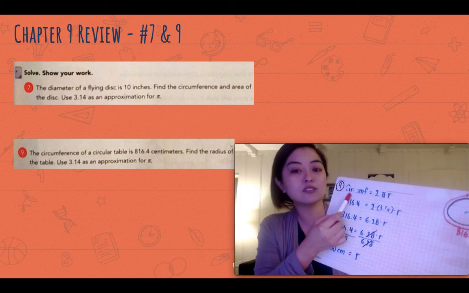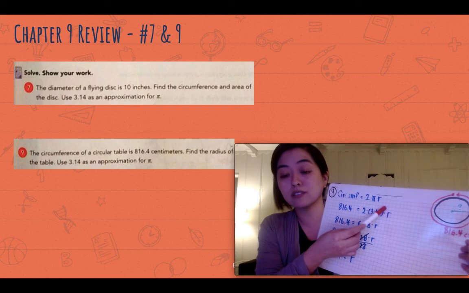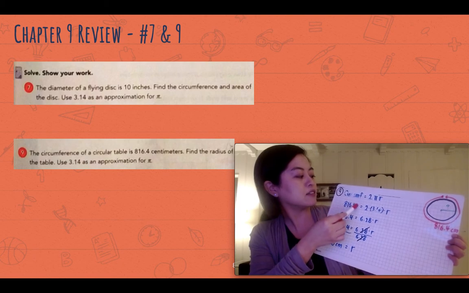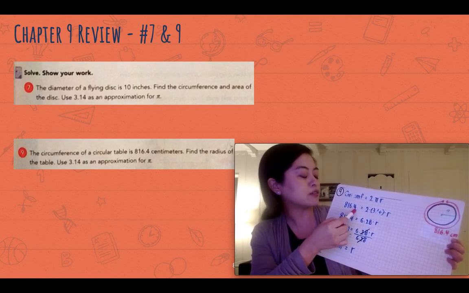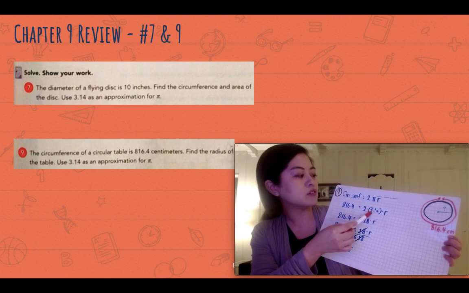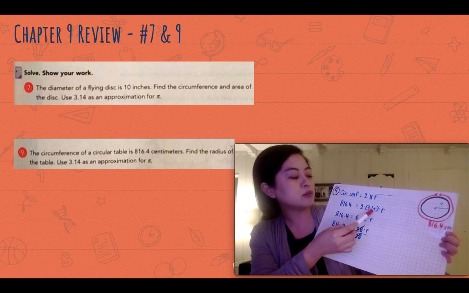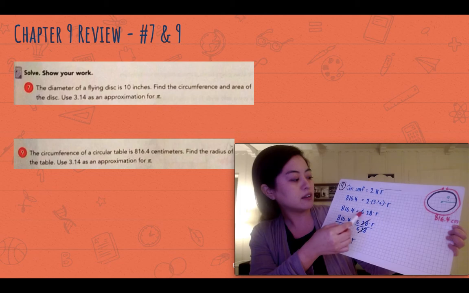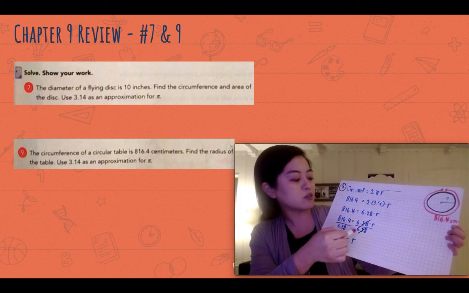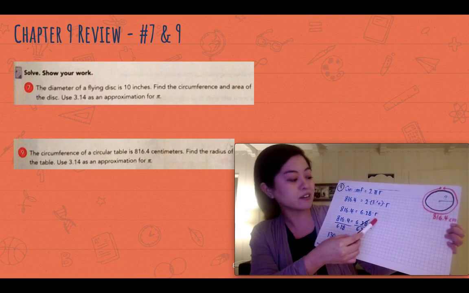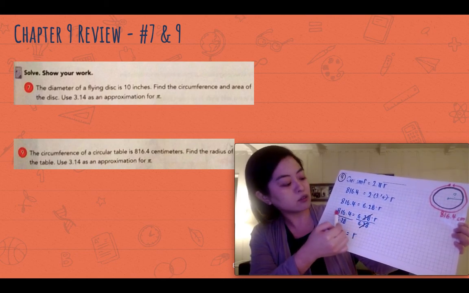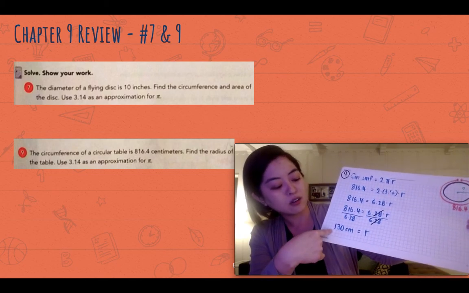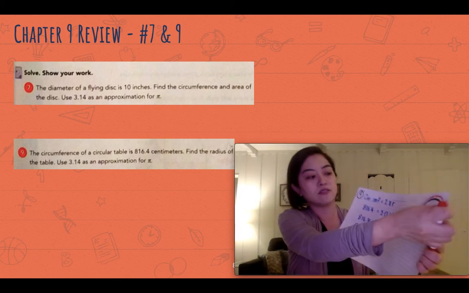So I'm going to write my circumference formula, which is 2 pi r, because I'm trying to find the radius. I'm using the formula with r. And then I'm putting in the values of the circumference as 816.4, which is equal to 2 times 3.14 times r. 2 times 3.14 is 6.28, right? And then I'm going to divide this side of the equation and that side of the equation by 6.28 because I want r on one side. And then I get r is equal to 816.4 divided by 6.28, which is 130 centimeters for the radius.